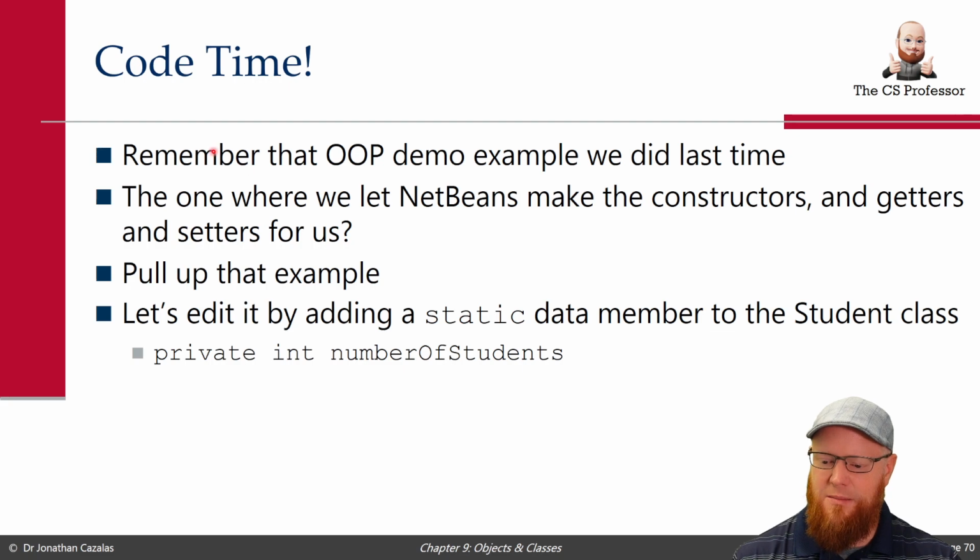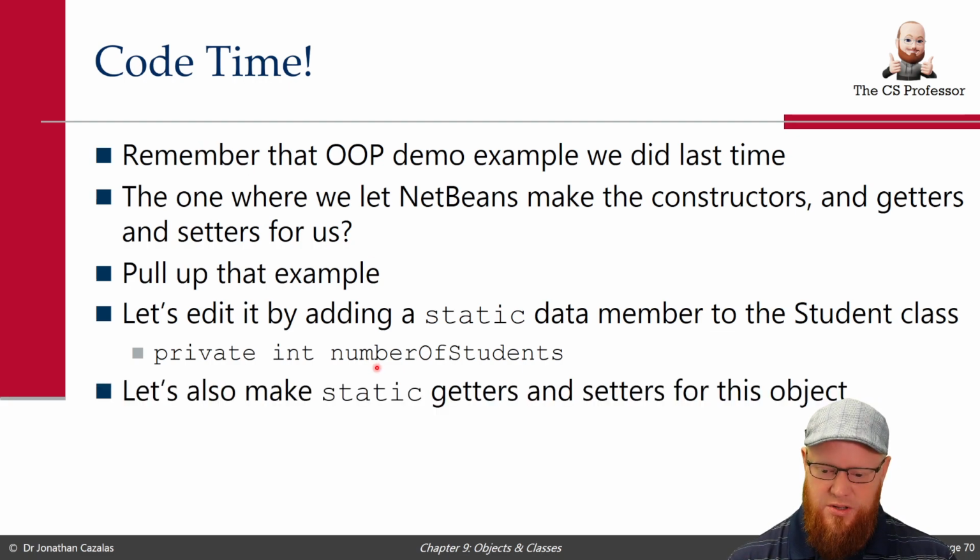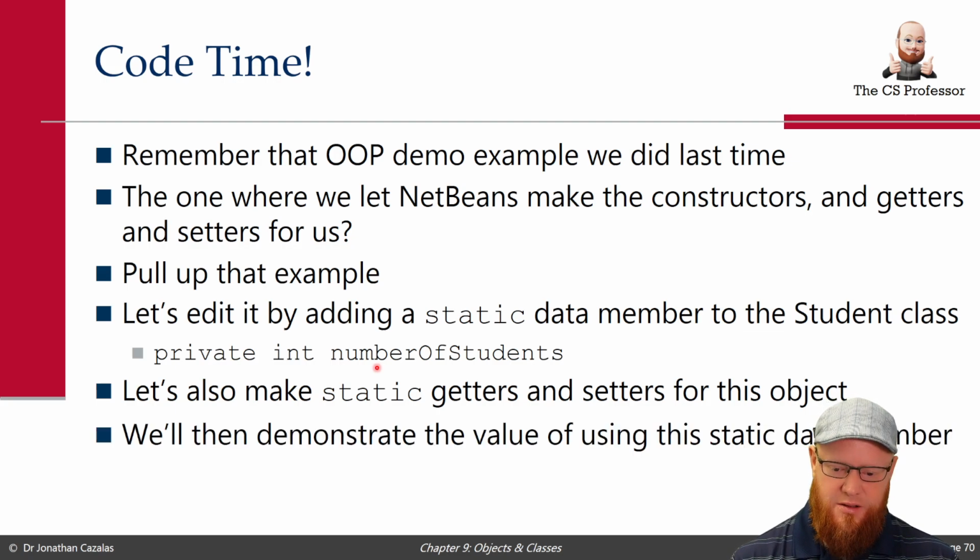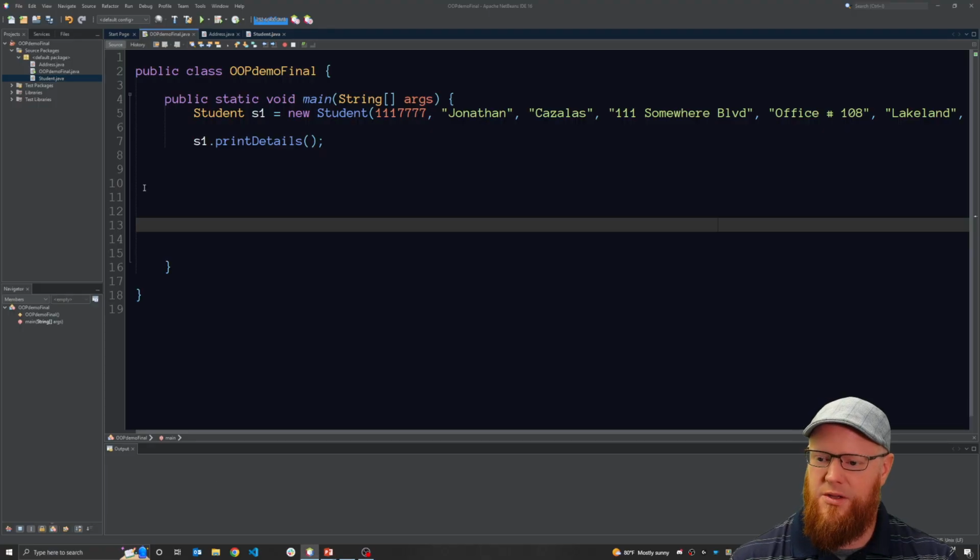We want to add this data member, private int number of students, and we also want to make the getters and setters for that variable, and then we want to demonstrate the use of that static data member. So let's go do that.